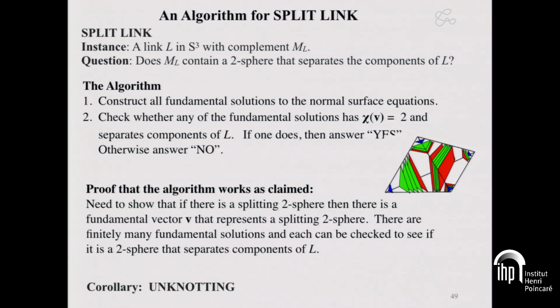And almost all of the three-manifold algorithms are of this flavor. You set up a problem. There's a certain surface that guarantees that this problem has a solution one way or the other. There either is or isn't an unknotting disk. There either is or isn't a splitting two-sphere. And then the work goes to showing that if there is such a surface, then it can be found among the finitely many fundamental solutions.